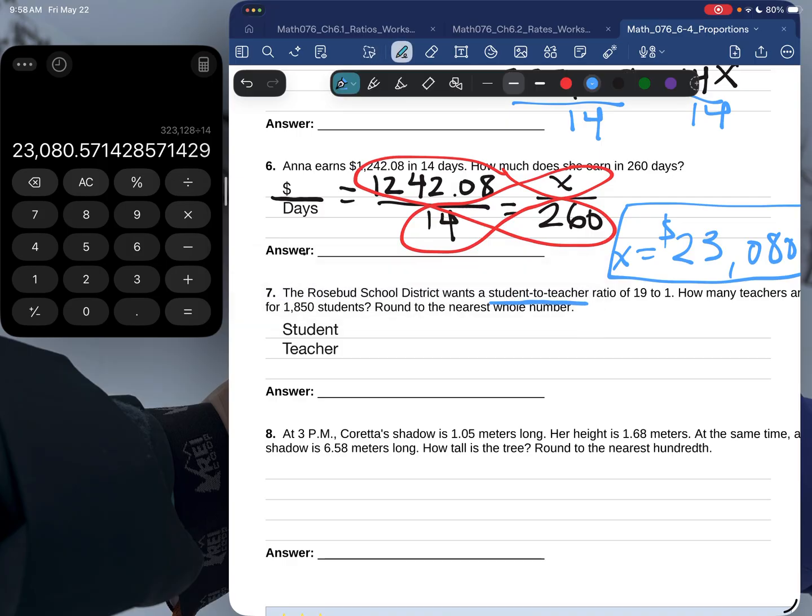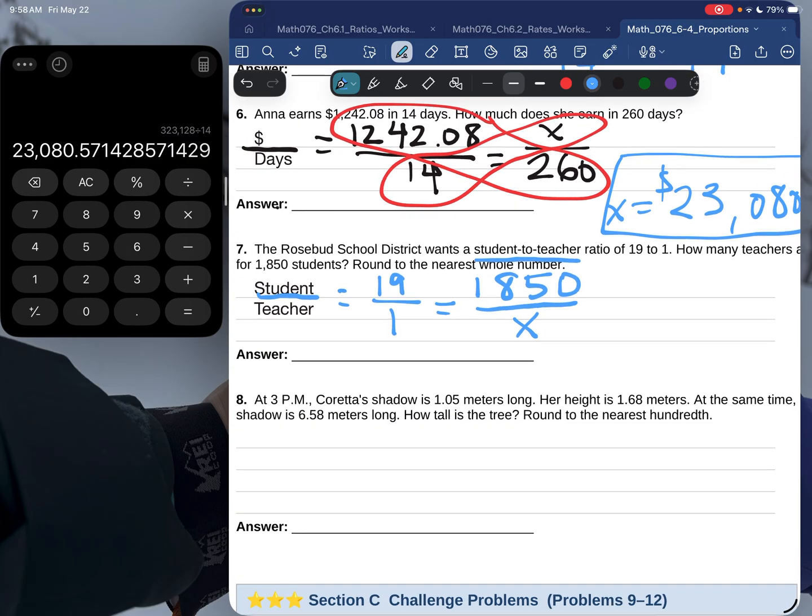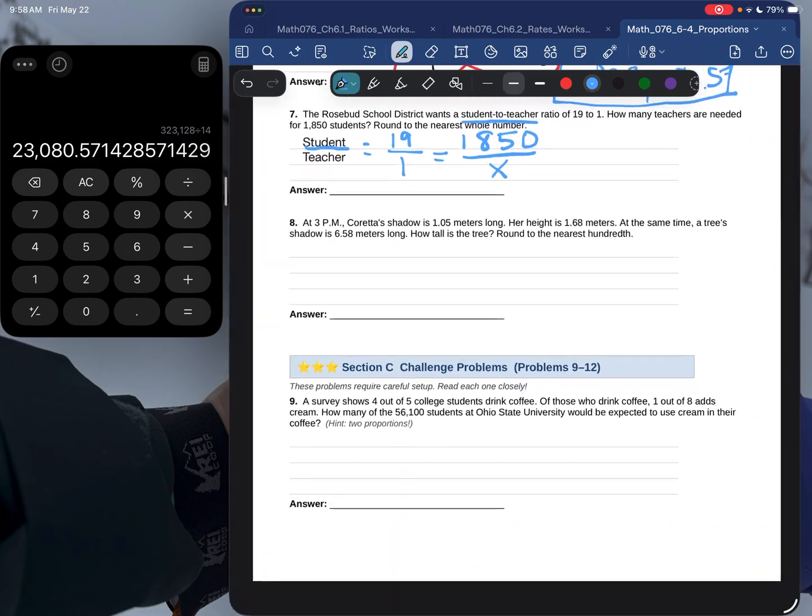Okay, student to teacher. So my first one says student to teacher ratio of 19:1, and then it says how many teachers are needed for 1,850 students. So how many teachers? Teacher is in the denominator, and that's what I'm solving for, and that's x, okay? I'm going to let you all try and solve from here. And remember, this week we're bringing in our work, so I look forward to seeing your final answer.